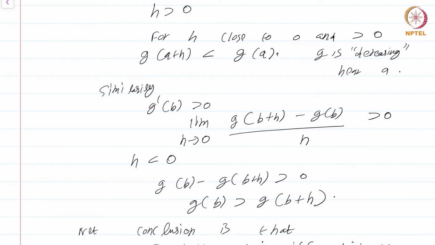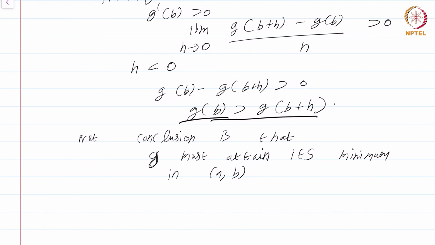Why is that? Well, because we have found that near the point a, there is a point a plus h such that g of a plus h is less than g of a, and near the point b, we have found a point such that g of b is greater than g of b plus h. So both put together say that neither g of a nor g of b can be the minimum of the function g. So g must attain its minimum in (a, b). So let c in (a, b) be the point of minimum.